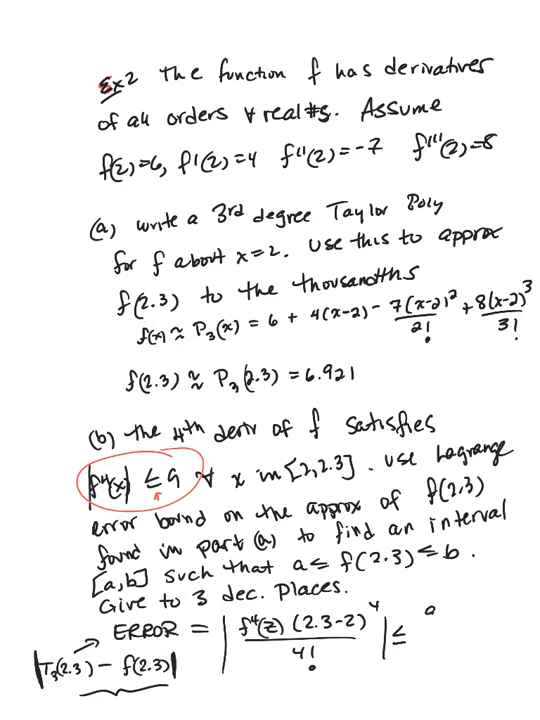So that's going to be 9 times 0.3 to the fourth over 4 factorial. I don't need the absolute value here, as you can see. And this is approximately 0.003. Okay, so this is your max error. Hope that helps, kids. I don't think it's too bad.